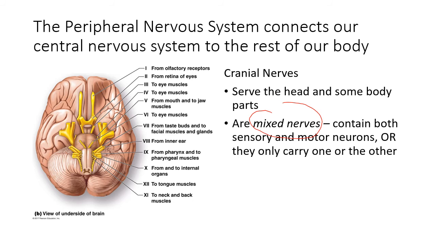And your lab goes through all of the different cranial nerves, and it gives you an acronym, or a mnemonic device, to remember those nerves. For this lecture, again, I just want you to know that these are part of our peripheral nervous system. They serve the head and some of our body parts. Some of these are mixed, meaning they contain both sensory and motor, or they only carry one or the other.